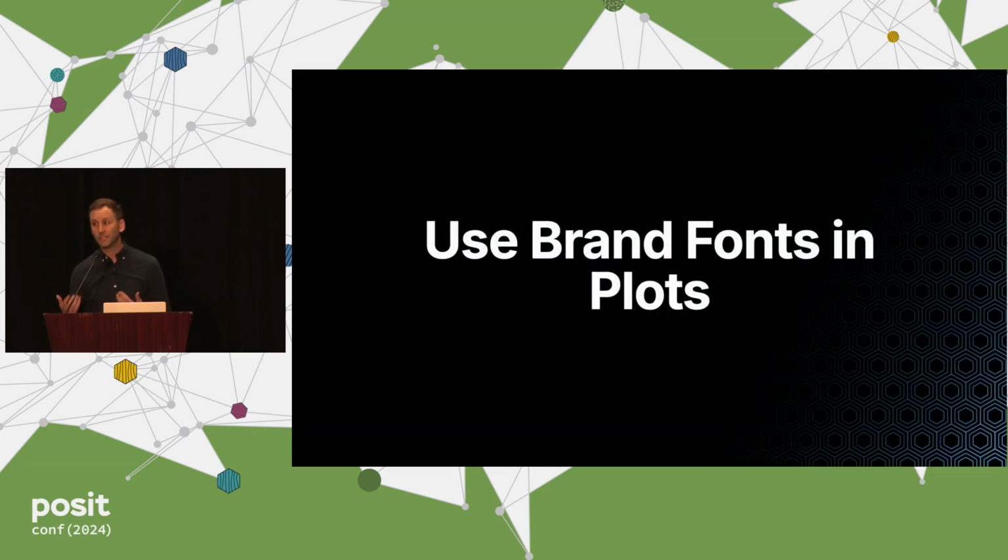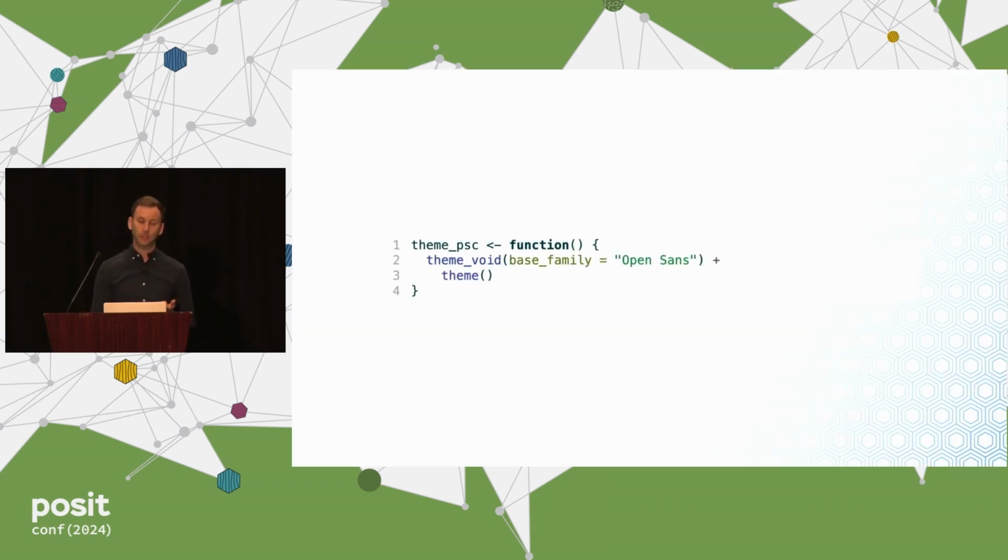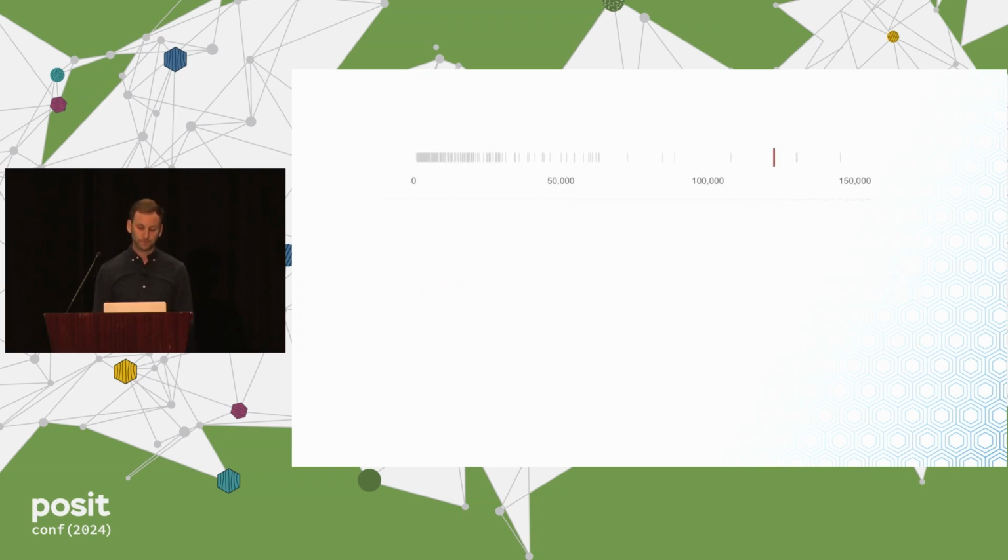Last thing I want to do is I want to use my brand fonts in my plots. Typically, the first thing we do is we make a custom theme. So here I've made an extremely simple theme called theme PSC, which is a function that starts with theme void. And the most important thing is this, the base family, which is open sans. So that will set for all theme elements. It will make them open sans. And then you can do any additional tweaks in the theme function if you want to.